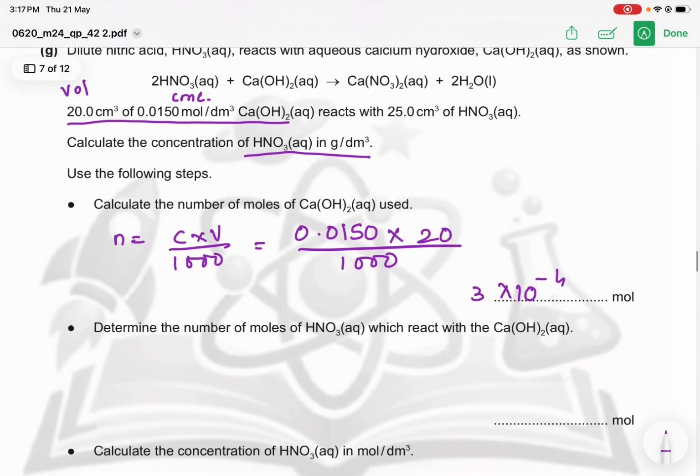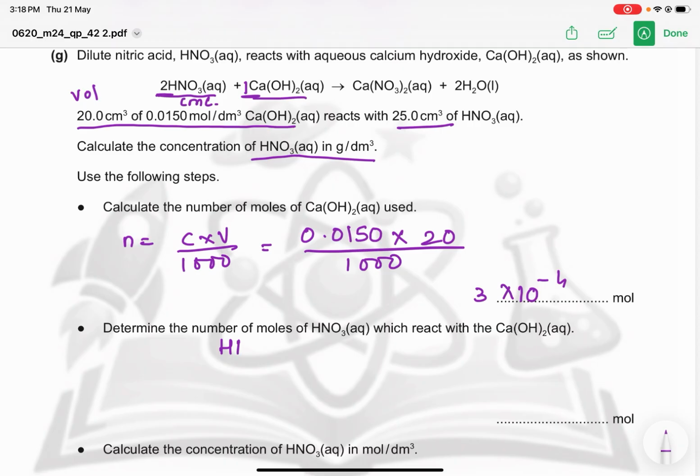Next, determine the number of moles of nitric acid which react with calcium hydroxide. Now here, to find the moles of nitric acid, again we can use the same formula, but we are supposed to find the concentration. So volume is only provided to us. So how are we supposed to do this? For that, we will take a ratio of HNO3 to calcium hydroxide. You can see that there is a stoichiometric coefficient written in front of HNO3, which is 2, and there is nothing in front of calcium hydroxide, which is 1. So HNO3 to calcium hydroxide is a 2:1 ratio.